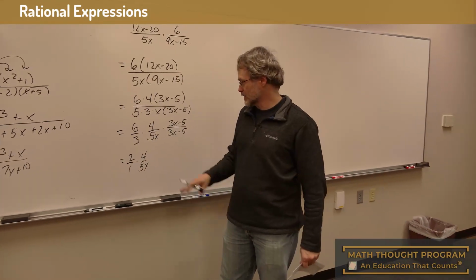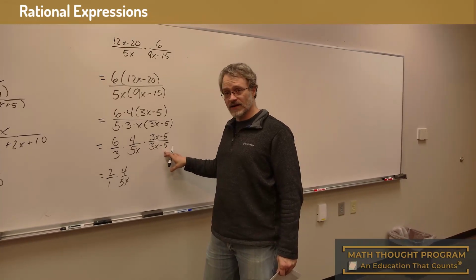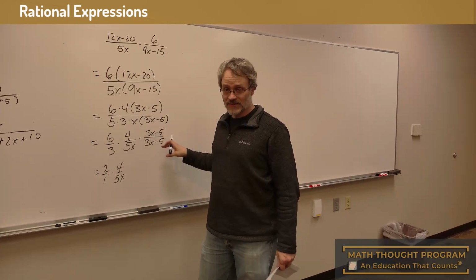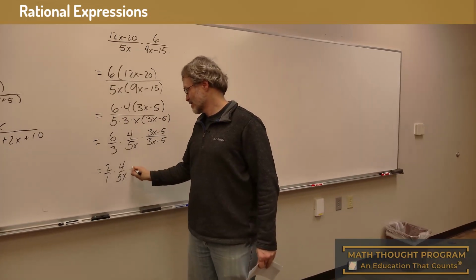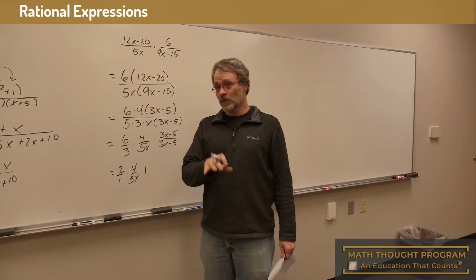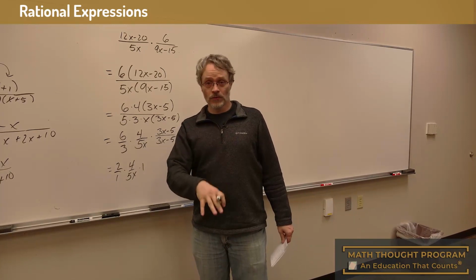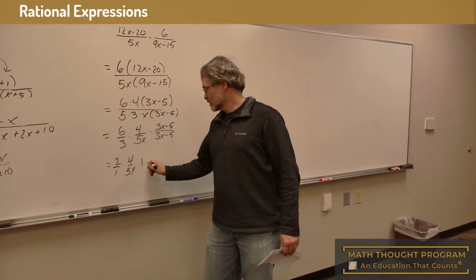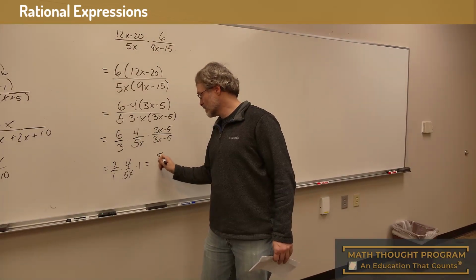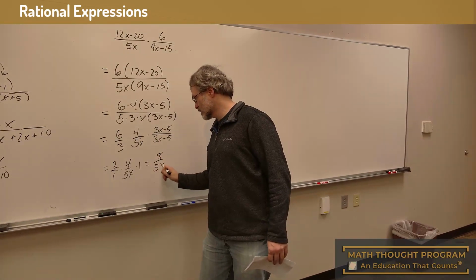And what I'm asking here is, how many times does 3x minus 5 divide into 3x minus 5? 1 time. And whenever I multiply my fractions, numerator times the numerator, denominator times my denominator. So here I would have in the very end 8 over 5x.